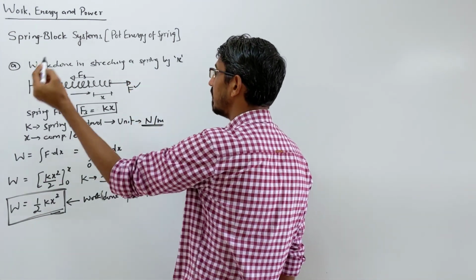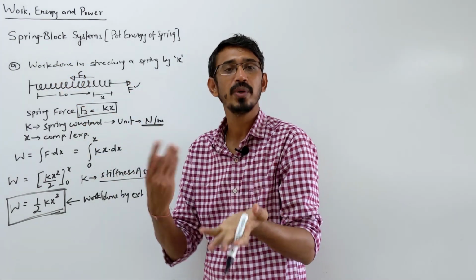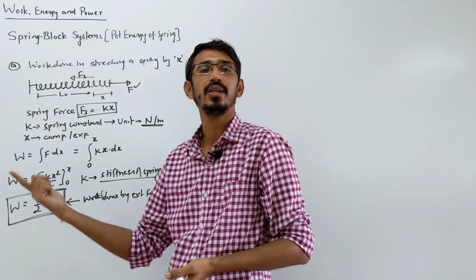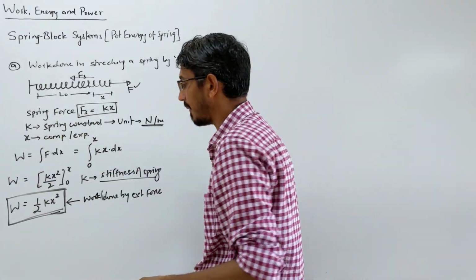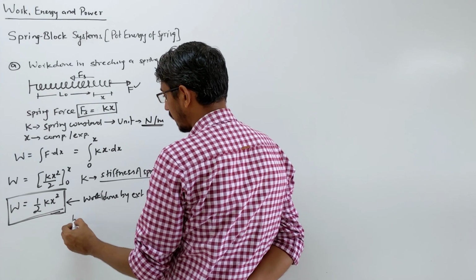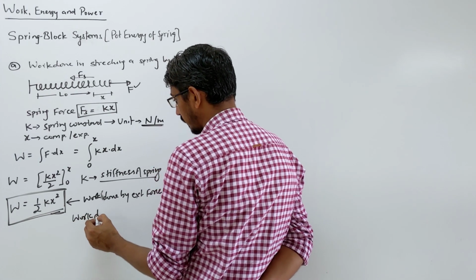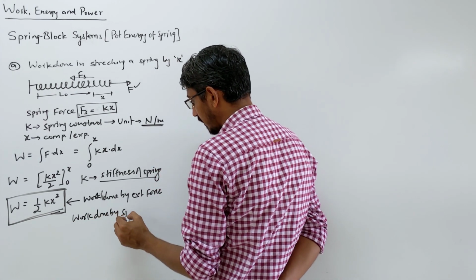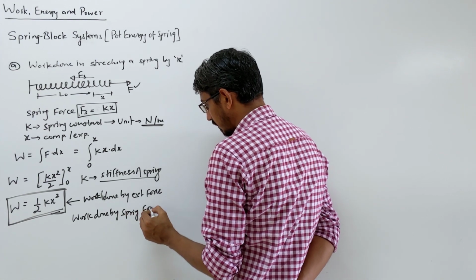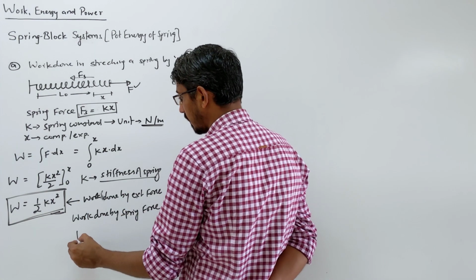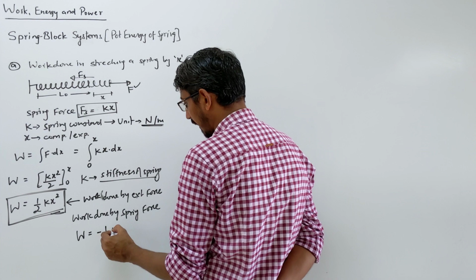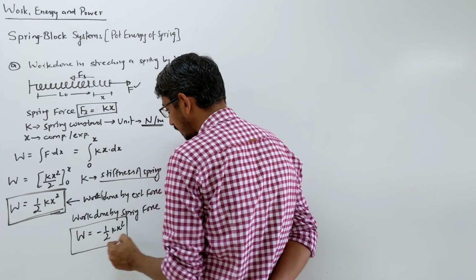If they ask for the work done by the spring force, it's really the opposite. The magnitude will be the same, just negative, because this force is in the opposite direction, right? So if they ask for the work done by the spring force, then due to the external force, this will simply be minus half kx square, that's all.